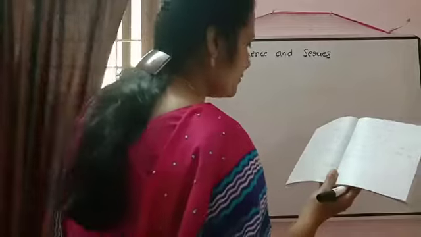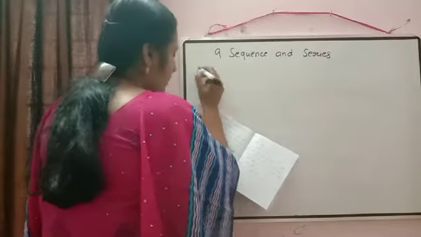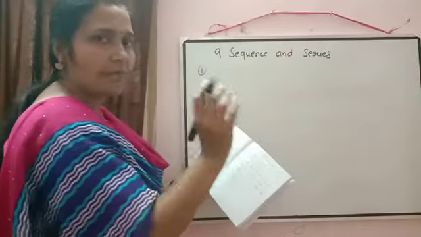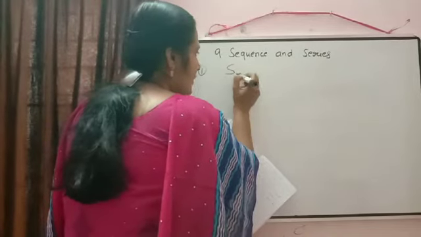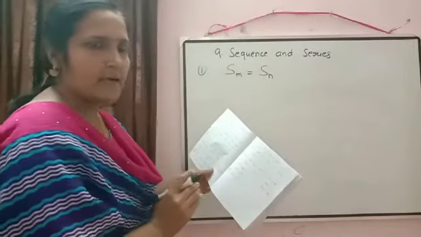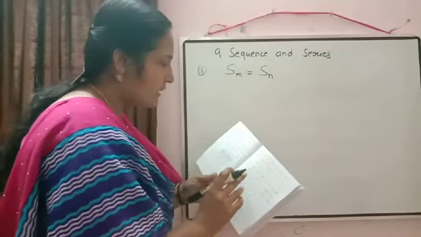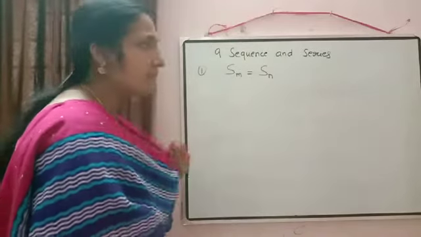In the first question it is written, if the sum of m terms of an AP is equal to the sum of n terms. So what is given in the question? Sum of m terms is equal to sum of n terms. Usually we denote it by Sm only. Okay. Now what we have to find? We have to find the sum of first m plus n terms.